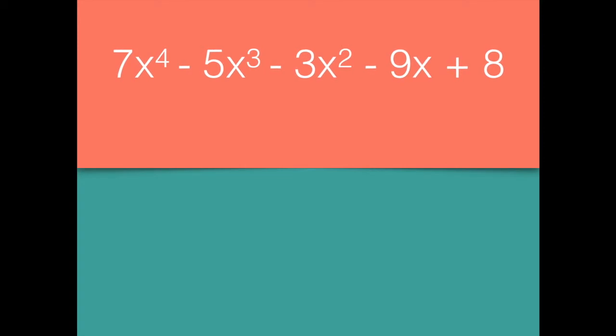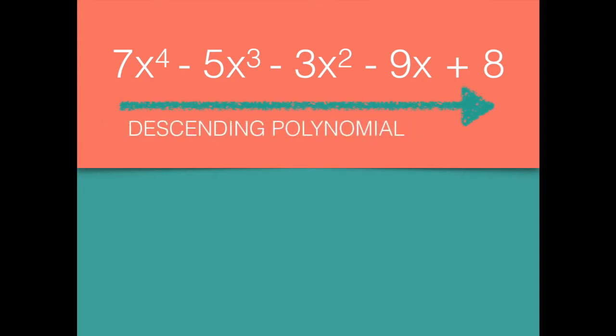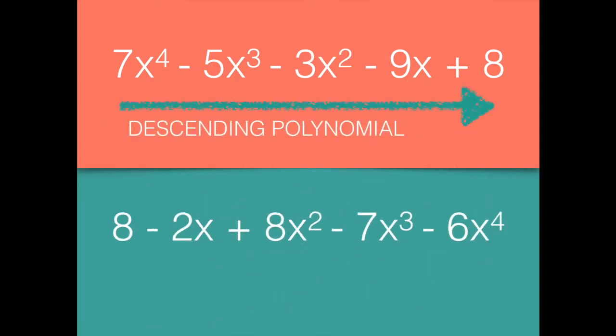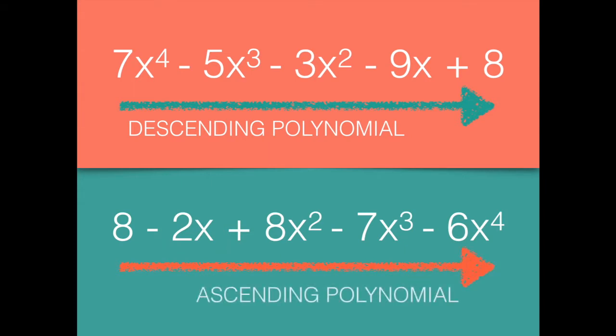If you write your coefficients this way, from the biggest power to the smallest power and then to the numbers, you call it a descending polynomial. But if you write it this way, from the numbers to the lowest power of x and then to the highest power of x, you call it an ascending polynomial.